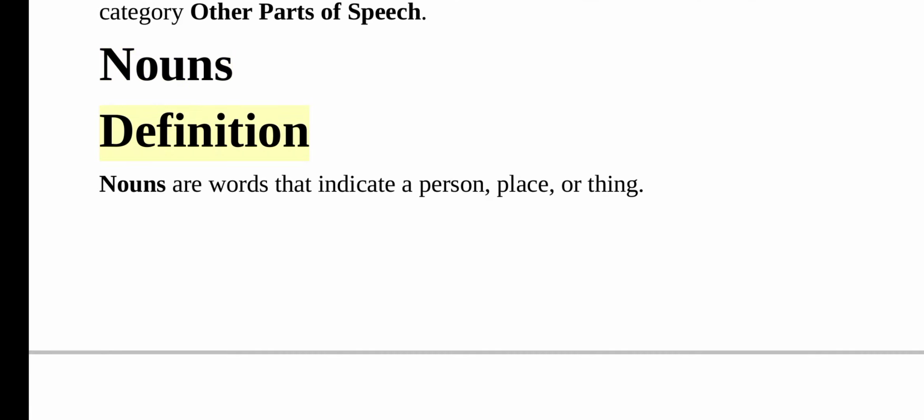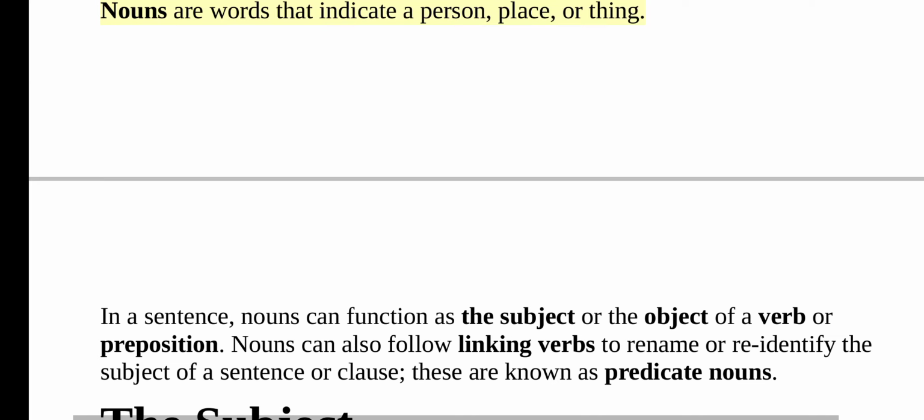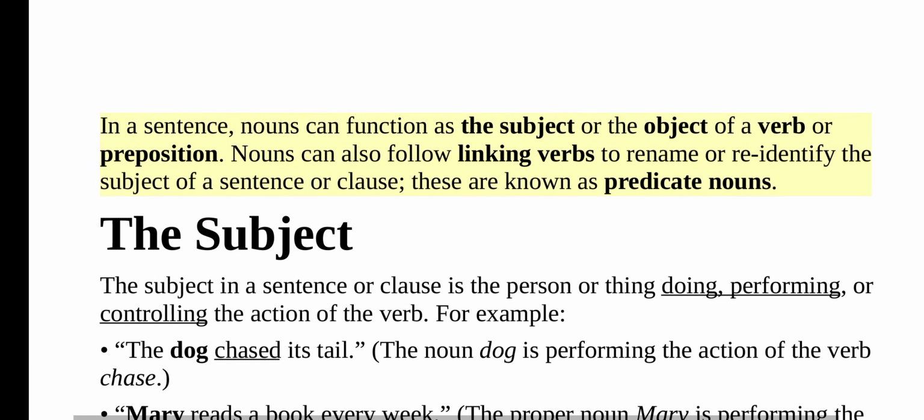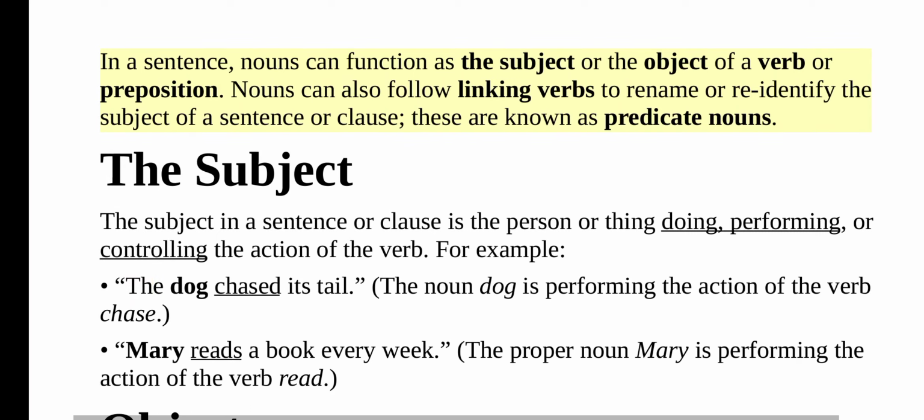Nouns. Definition. Nouns are words that indicate a person, place, or thing. In a sentence, nouns can function as the subject or the object of a verb or preposition. Nouns can also follow linking verbs to rename or re-identify the subject of a sentence or clause. These are known as predicate nouns.